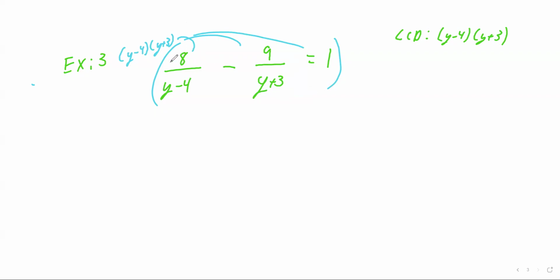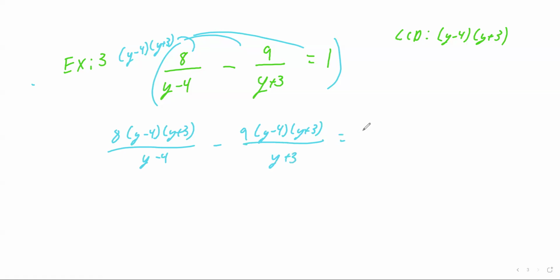You have to do it to every term. So again, I'm going to write this out so that you can see what's happening, but then I need you to see it on the next one. All right, so this one here is 8 times y minus 4 times y plus 3 over y minus 4 minus 9 times y minus 4 times y plus 3 over y plus 3 equals y minus 4 times y plus 3. There is no fraction there, so 1 times this is just this.